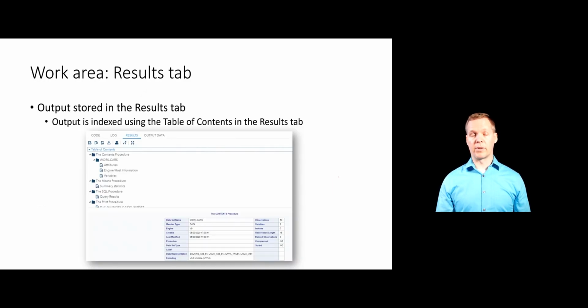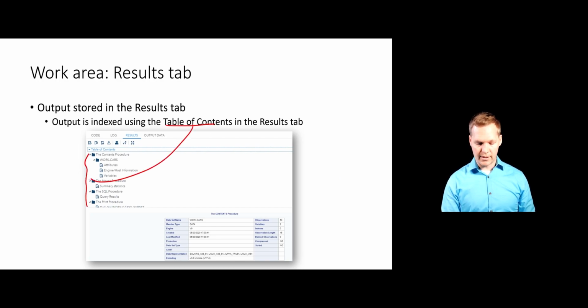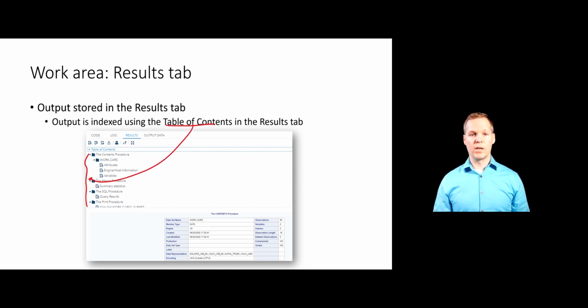Once you are comfortable with what the log says, you then go over to the results tab, and that's where you will see all of the different output that is created by SAS. And so if you submit a whole bunch of different steps at once, you will see a table of contents that allows you to easily sort through what you're seeing. So for instance, here we have the means procedure, the SQL procedure, the print procedure. So you're easily able to jump through the different parts of the output created from those different steps.